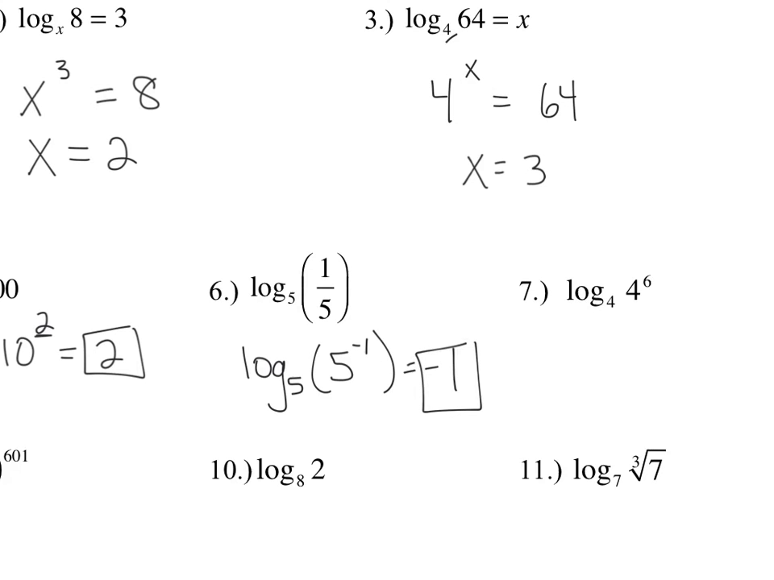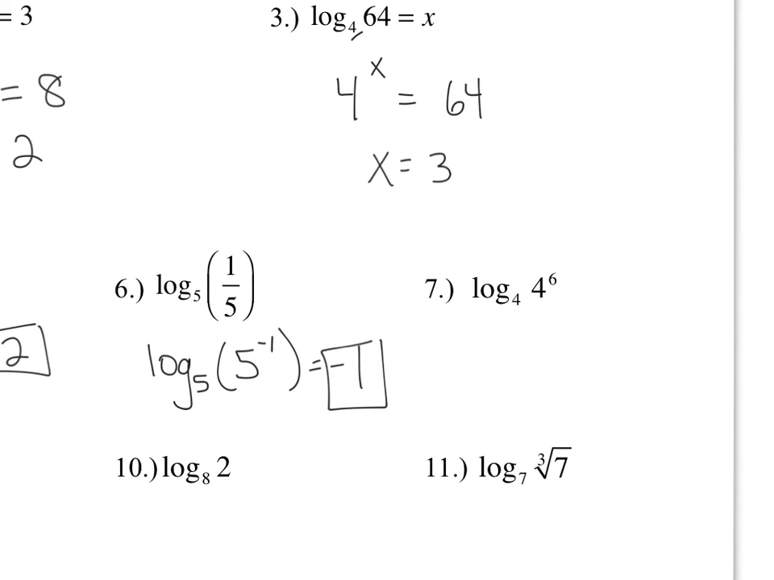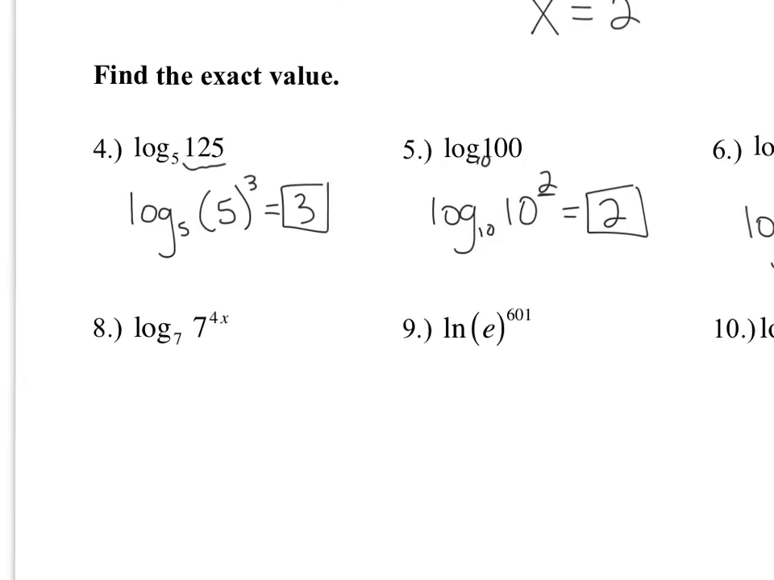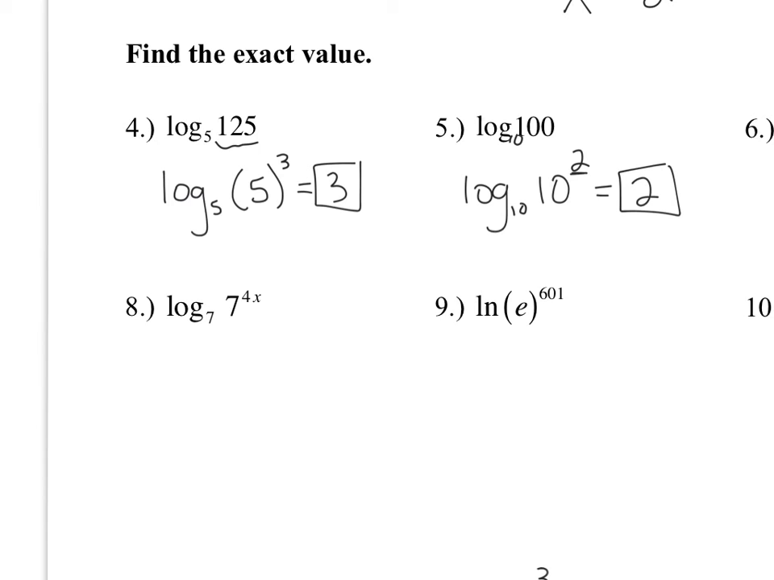Number 7 should be pretty quick and painless. It's already a base 4, and you already have a 4 to the 6th power. So your answer is just 6, just that exponent. Number 8, again, it's already pretty much done for you. You have a base of 7. You're taking the log of 7. So your answer would just be your exponent of 4x.